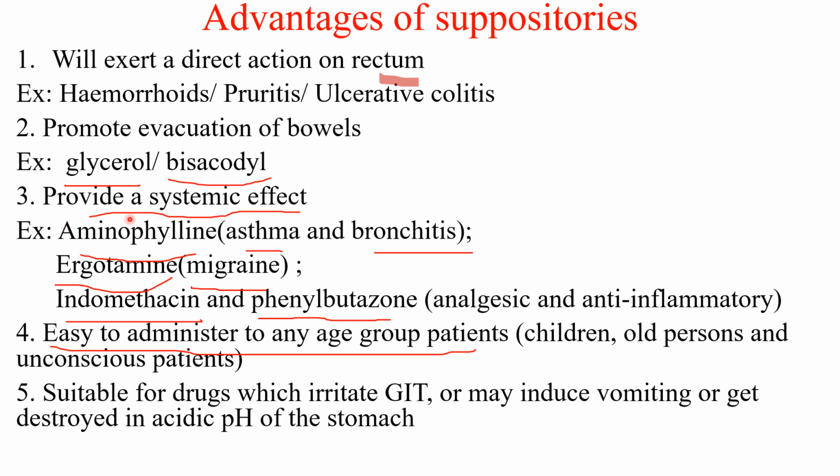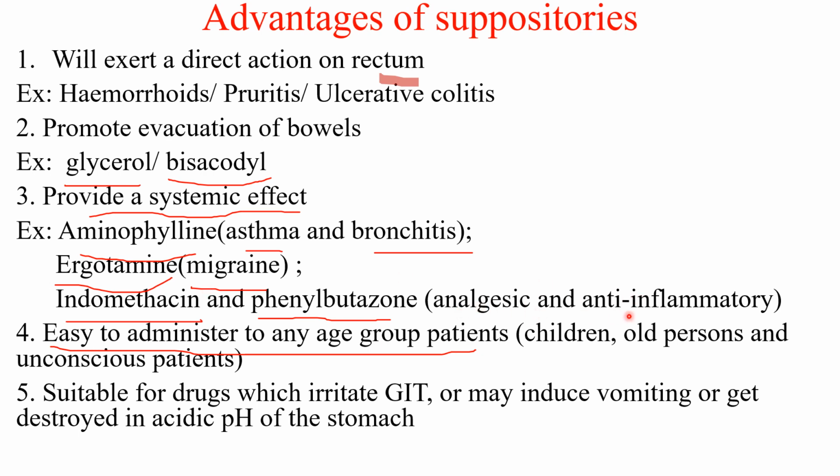The drug also provides a systemic effect. When you take the drug in the form of a suppository, it provides a systemic effect. As in the case of asthma and bronchitis, drugs like aminophylline are given as suppositories. And in case of migraine, where you have a very severe headache, ergotamine is given.